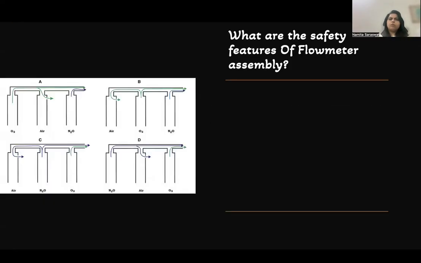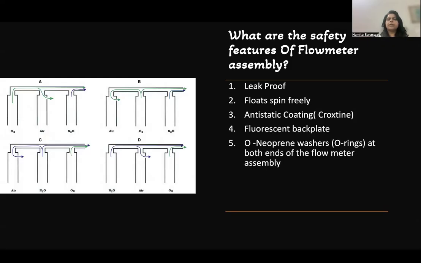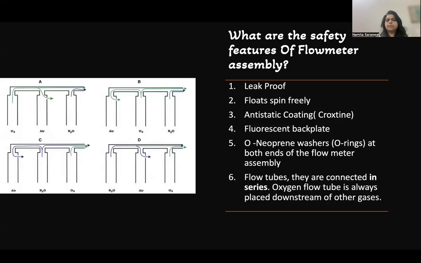Now coming on to the safety features of the flow meter assembly. It is leak proof, the float spins freely, and an anti-static coating is present. The fluorescent backplate lets you see the flows even when there is no light. There are O-rings, also known as neoprene washers, at both ends of the flow meter, so that they prevent the escape of gases.